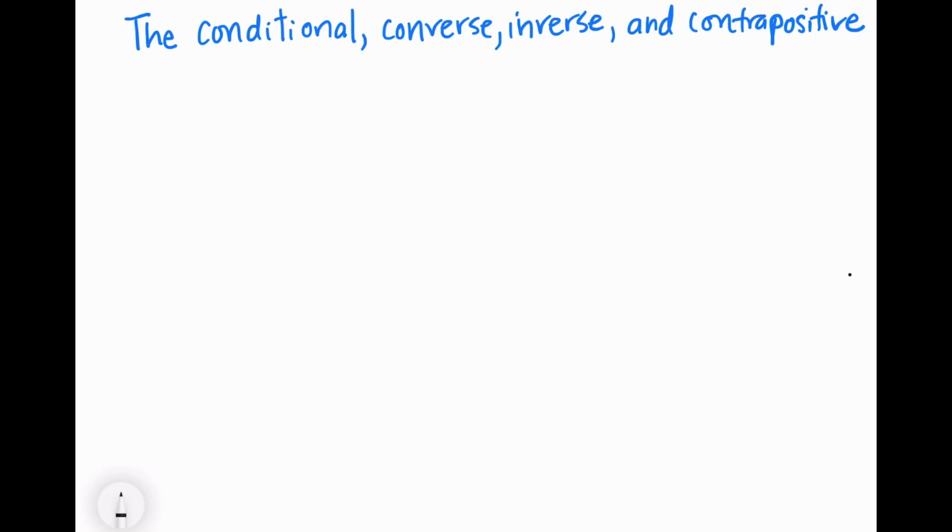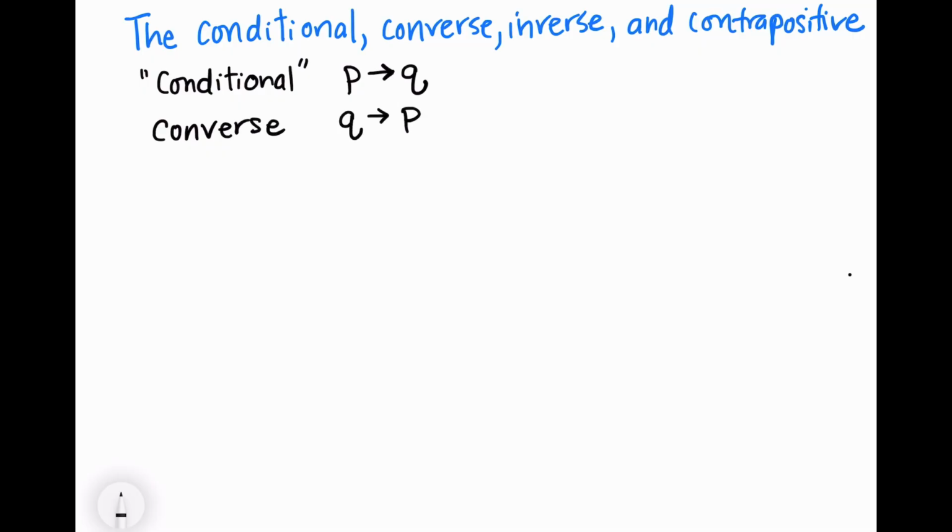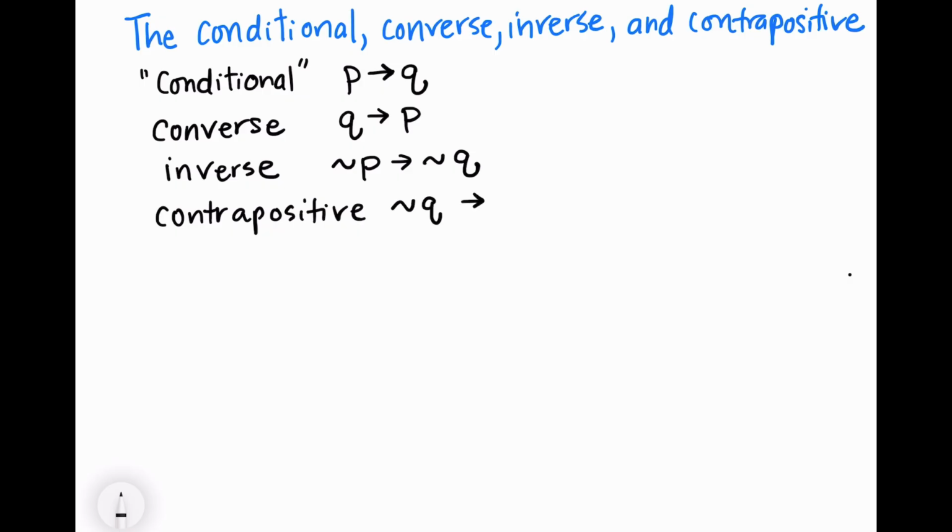So remember that the conditional is a statement of the form P implies Q. So if P, then Q. Now the converse is defined as the statement Q implies P. The inverse is the statement negation or not P implies not Q. And the contrapositive is the statement not Q implies not P.